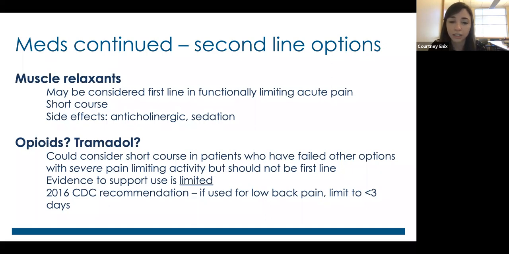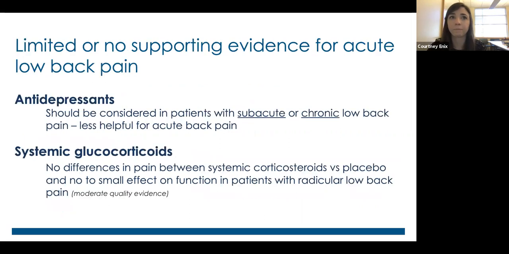The 2016 CDC recommendation on this issue is that if opioids are going to be used for low back pain, you should limit it to less than 3 days. But I will tell you in my personal practice, this is not something that I am prescribing to patients coming in with this chief complaint.